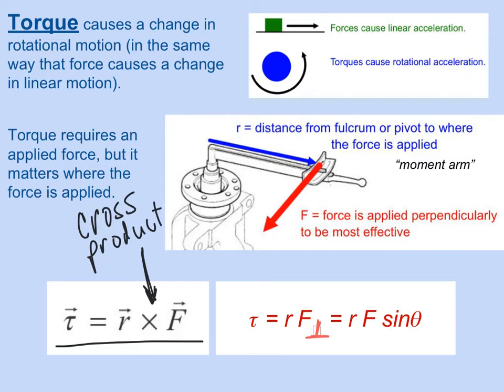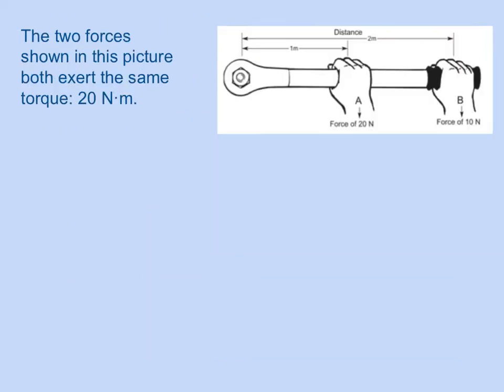So torque can also be written as r times F perpendicular, or the way that we generally look at it is r times F times the sine of the angle between the two vectors. Now, if the force is applied perpendicularly, it's going to be most effective, and you naturally see a lot of situations where that occurs. But if there is some sort of an angle between r and F, we have to take that into account using the sine of that angle. Let's take a look at some examples.